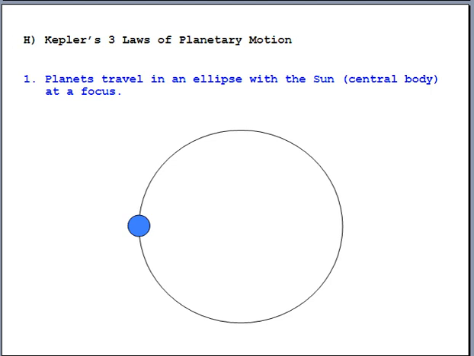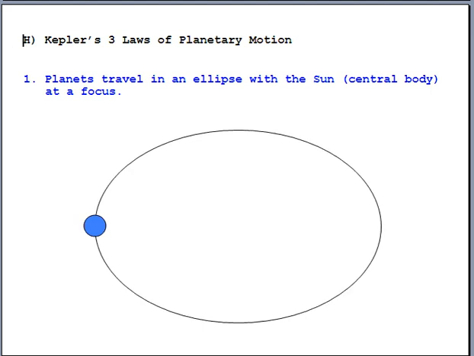Let's redo this. So we don't want to have a circle with the sun at the center. Instead, we want to stretch it out, because it could be stretched out. And the sun is not actually going to be in the center of this thing. It's actually going to be off to the side at one of these 2 special places called foci, or focus for each individual one. And so you might find the sun over here.